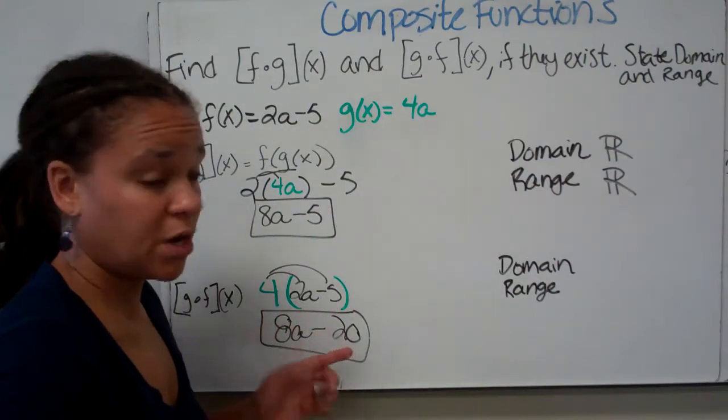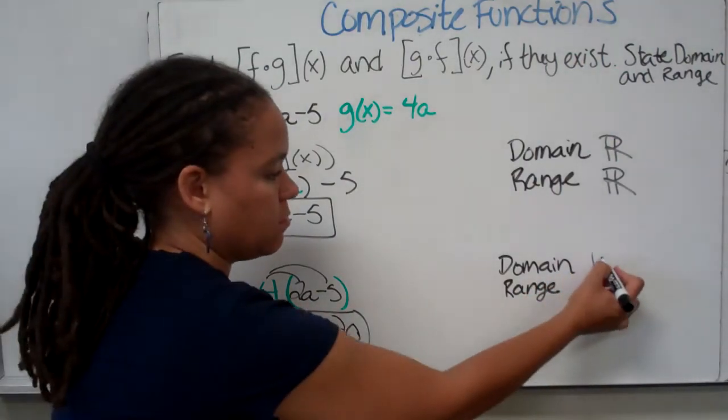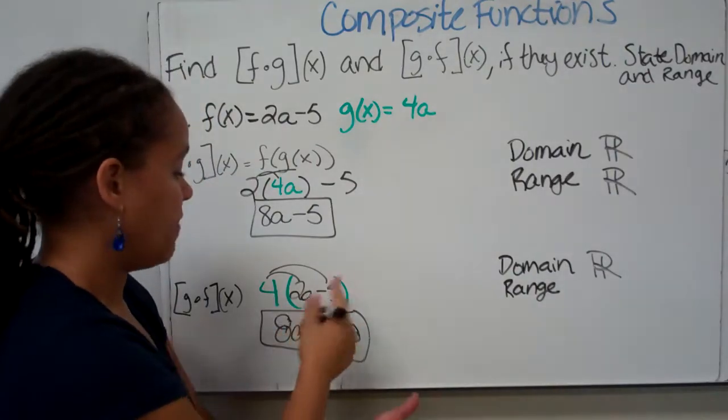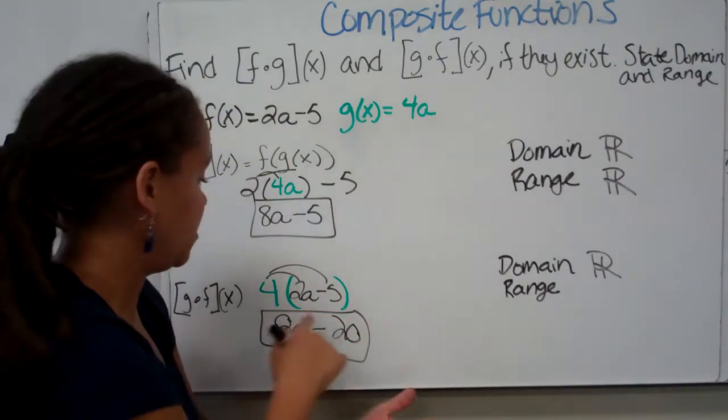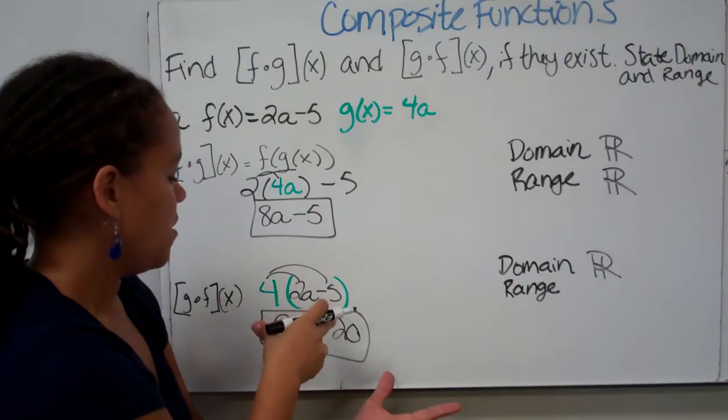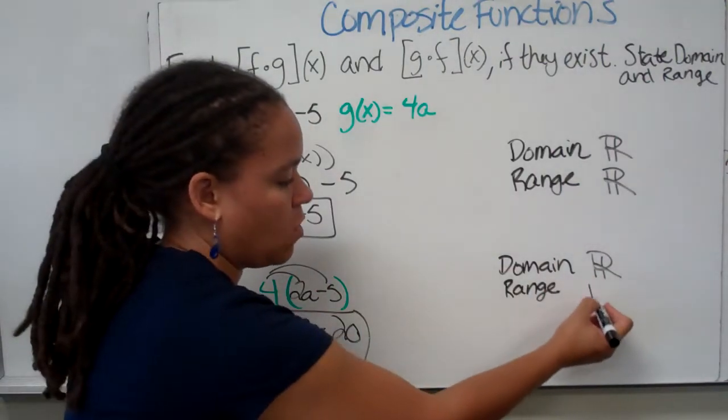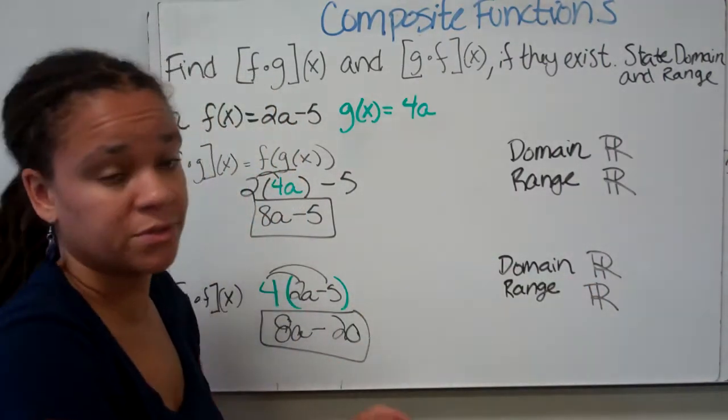The domain, all real numbers, because there's nothing weird about what I can plug in for a. And then I can also have positive, negative numbers, or 0, come out for the range, so what comes out. So that's also going to be all real numbers.